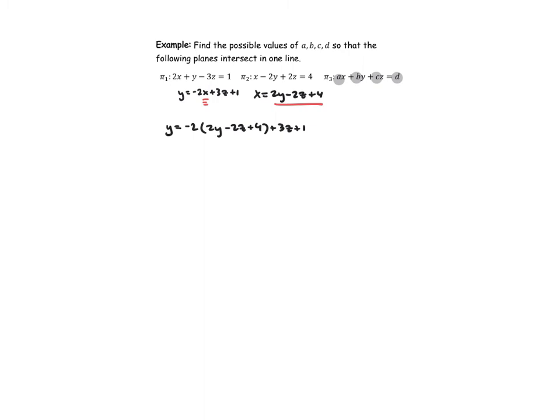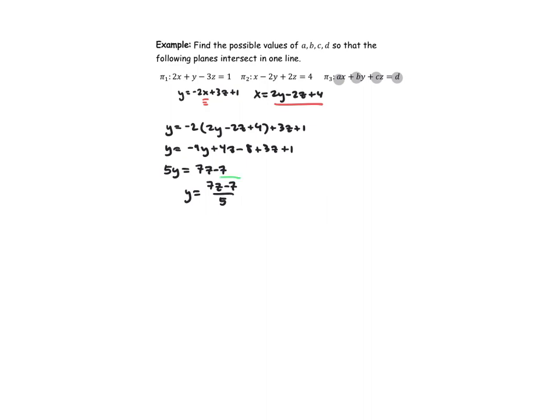Okay, so if I simplify this, I get a negative 4y and a positive 4z and a negative 8 and a 3z and a 1. Okay, combining like terms, I'm going to get a 5y on the left, and on the right I'll get a 7z minus 7. Okay, so let's solve for y. Right? Y in terms of z is 7z minus 7 over 5. Okay, that's going to be useful here.